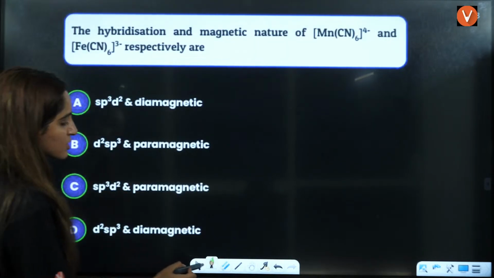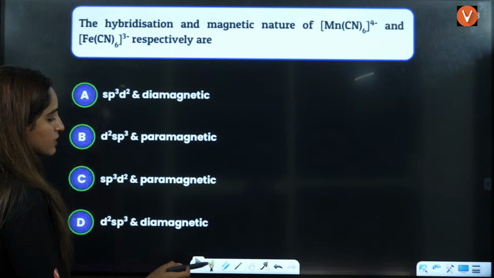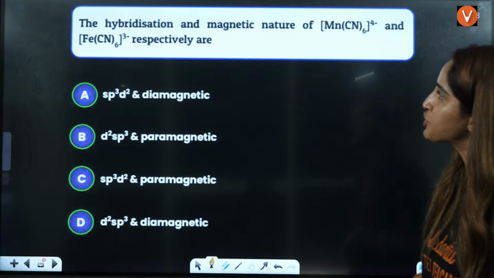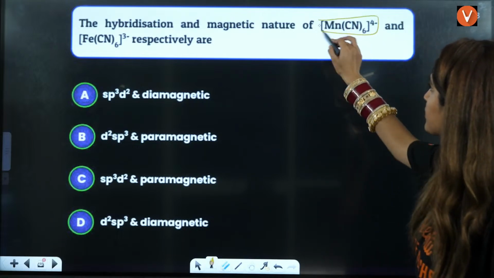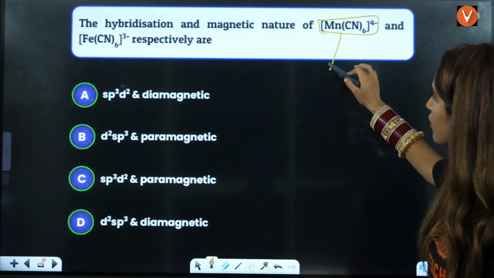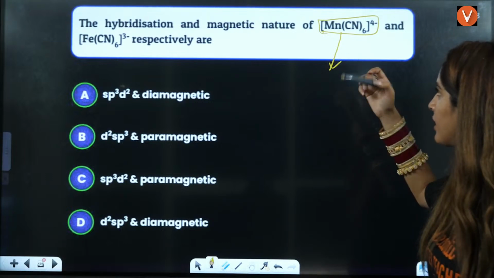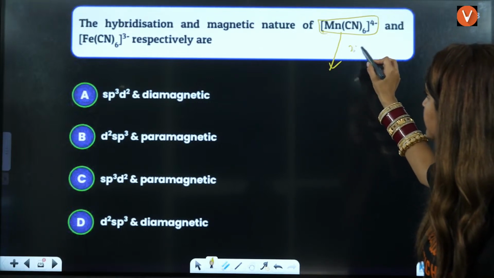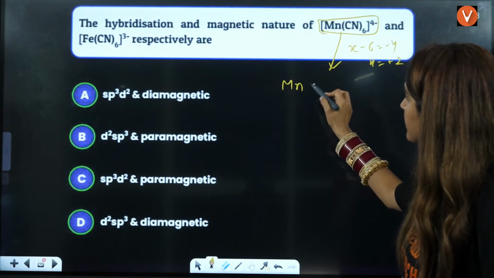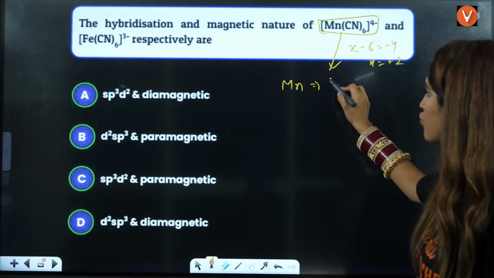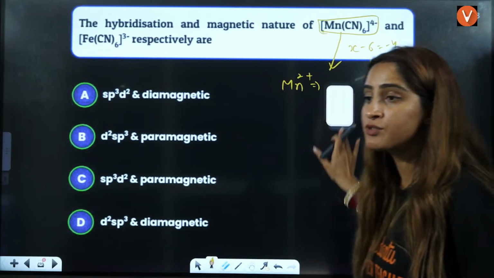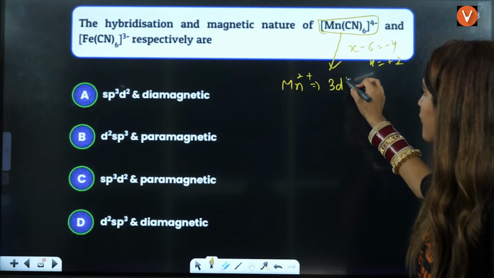Okay, next is the hybridization and magnetic moment of this and this respectively. First you have to tell the hybridization. Hybridization of this you have to tell. Magnetic moment of this you have to tell. Hybridization of this, either it can be sp3d2 or d2sp3. X minus 6 is equals to -4, X is equals to +2. Manganese is 4s2 3d5. For 2 positive, take out 2 electrons from 4s. So it will be 3d5.